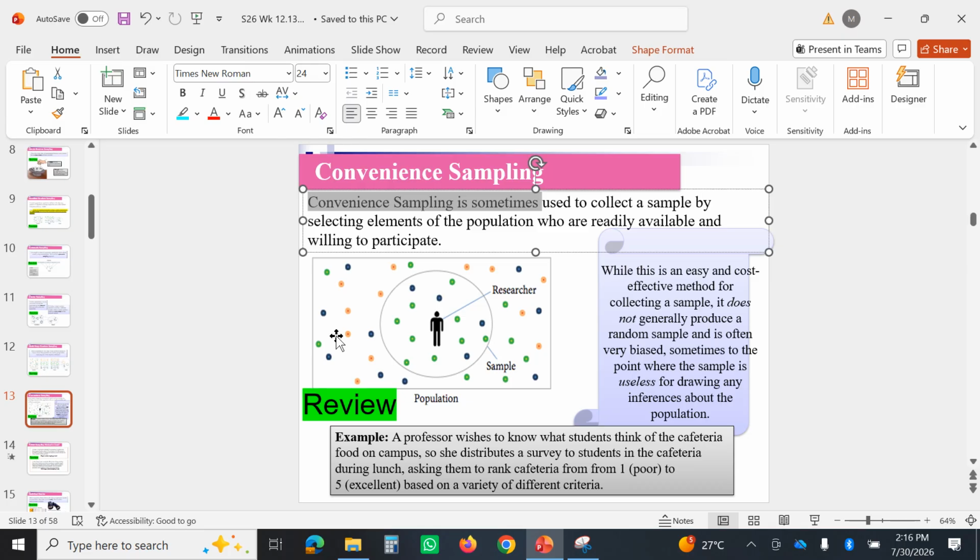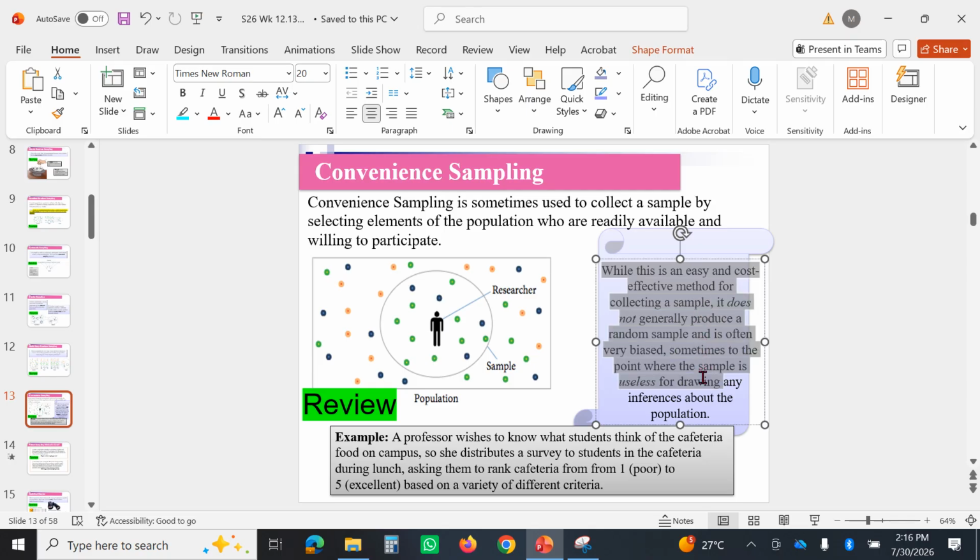All right, well, I've got to do this study because we're investigating the effects of cobra venom on whatever it is. Okay, make up something, but the study has to go on, right? So convenience sampling is sometimes used to collect a sample by selecting elements of the population who are ready, willing, and able to participate. While this is an easy and cost-effective method for collecting a sample, it does not generally produce a random sample and is often very biased. Problemo. Sometimes to the point where the sample is useless for drawing any inference about the population.